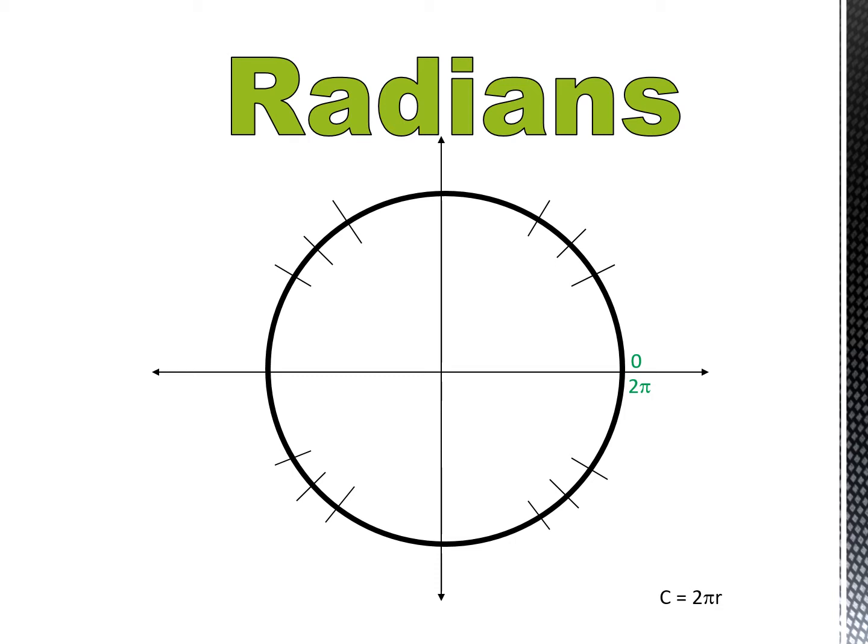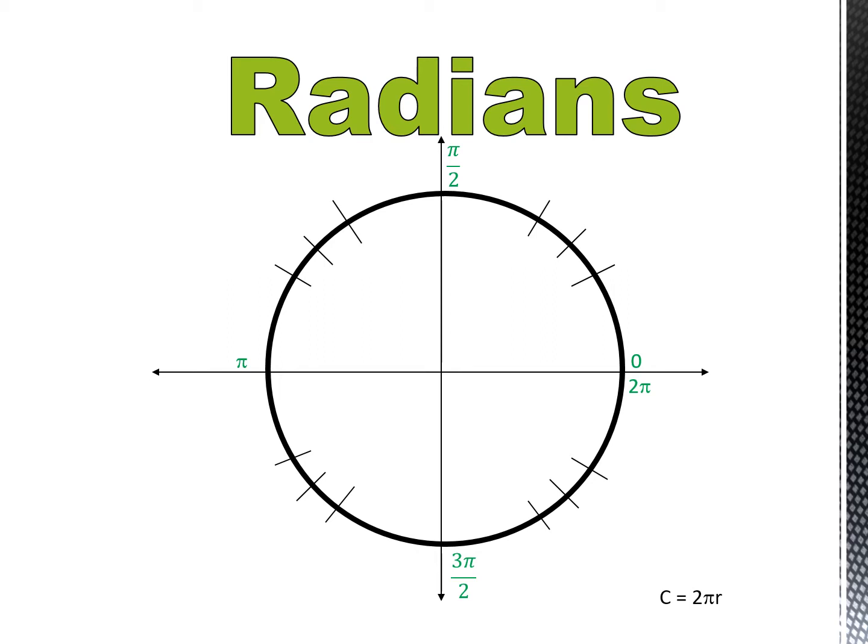Now go ahead and look at where 180 degrees used to be. If the distance around the whole circle is 2 pi, then what is the distance around half the circle? 1 pi. Now look at where 90 degrees used to be. That would be half of a pi. And then look at where 270 degrees used to be. That would be 3 pi over 2, or 1.5 pi.